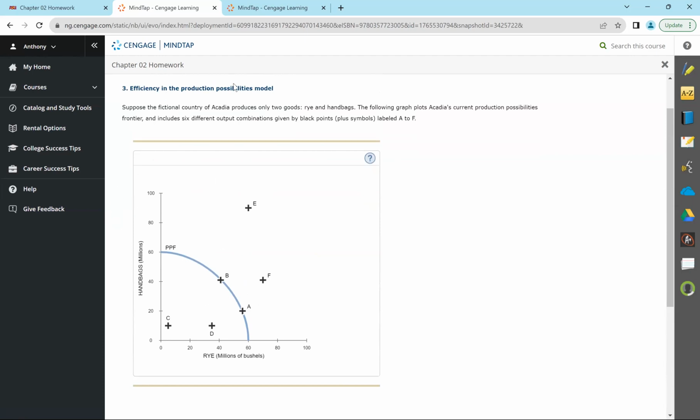Efficiencies in the production possibilities model. There's always two things. And they usually use guns and butter in your textbook, but it's handbags and rye, whatever.